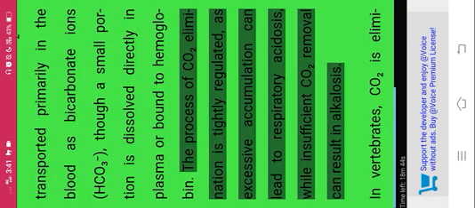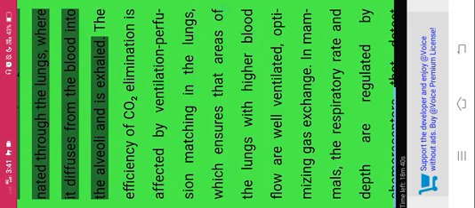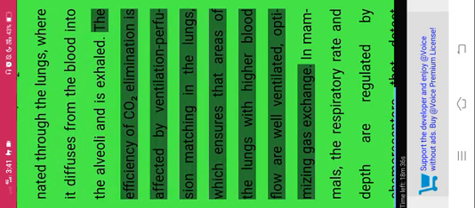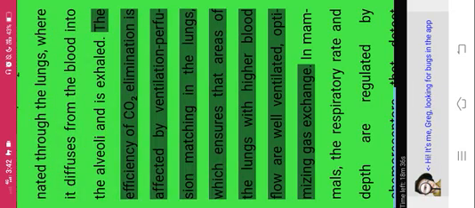The process of CO2 elimination is tightly regulated, as excessive accumulation can lead to respiratory acidosis, while insufficient CO2 removal can result in alkalosis. In vertebrates, CO2 is eliminated through the lungs, where it diffuses from the blood into the alveoli and is exhaled. The efficiency of CO2 elimination is affected by ventilation-perfusion matching in the lungs, which ensures that areas of the lungs with higher blood flow are well ventilated, optimizing gas exchange.